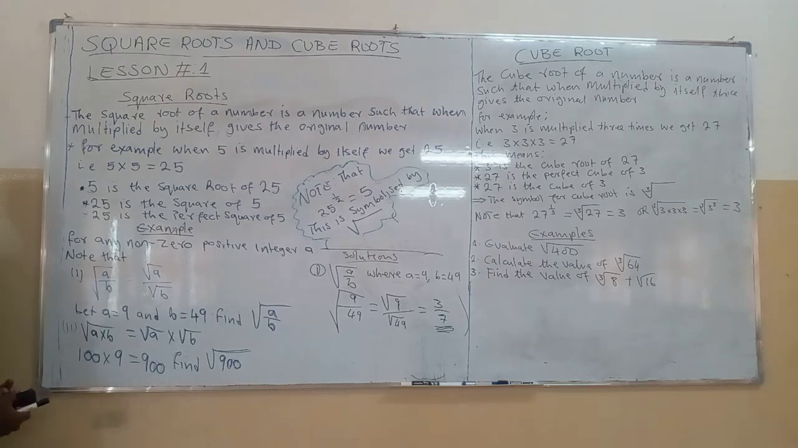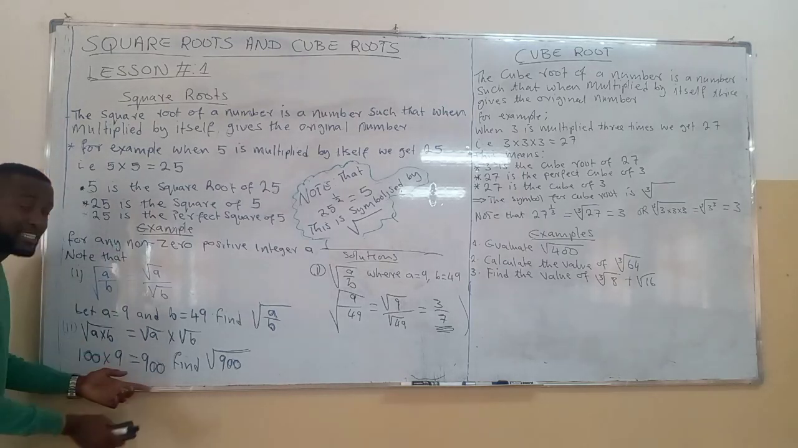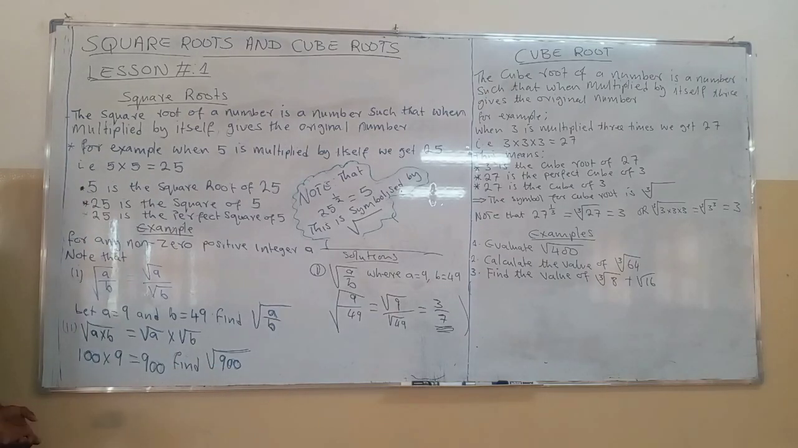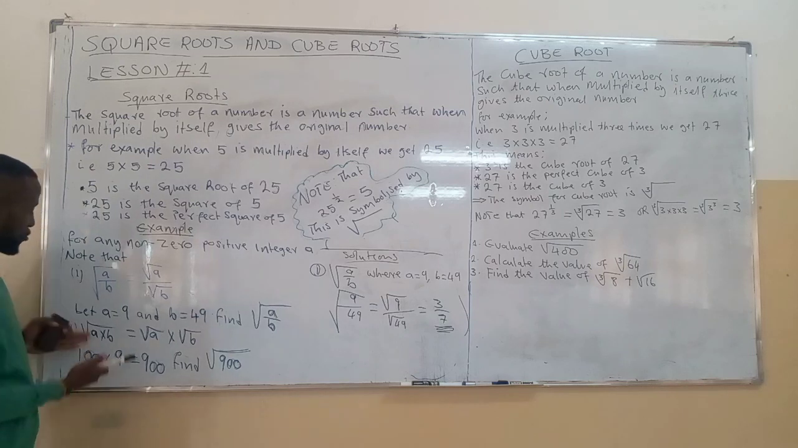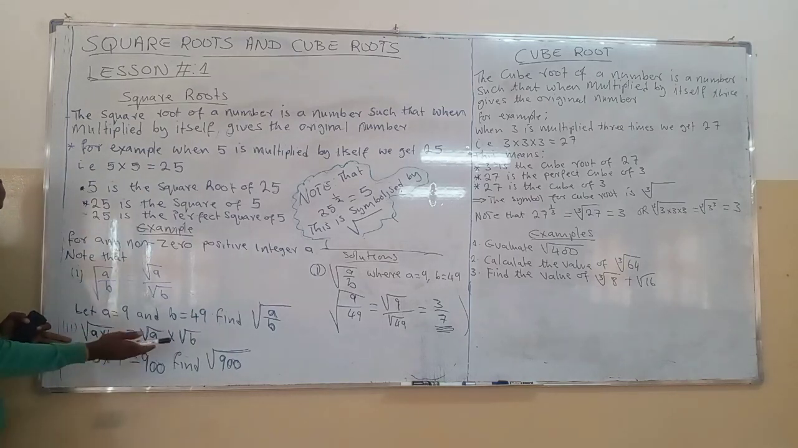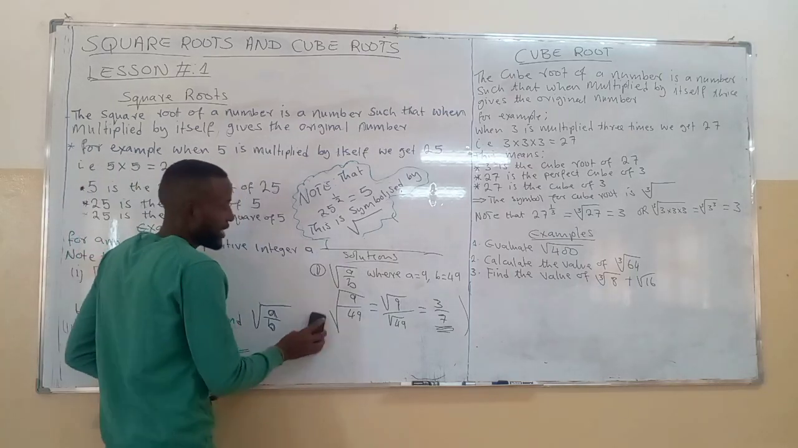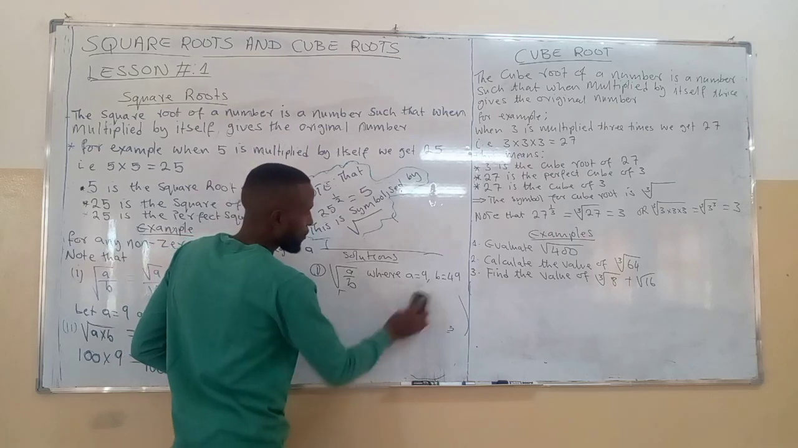Now they are telling us that if I multiply 100 times 9, I get 900. So find the square root of 900. That's what they are asking us. The only way to solve this one is to write it in this format first. We split it in this way, then we'll be able to answer the question without fail. So let us do Roman numeral number 2.